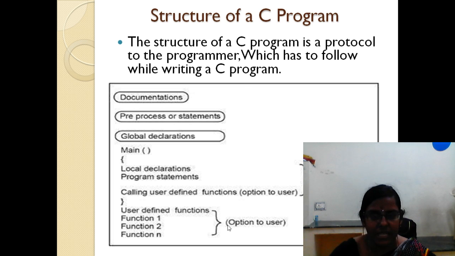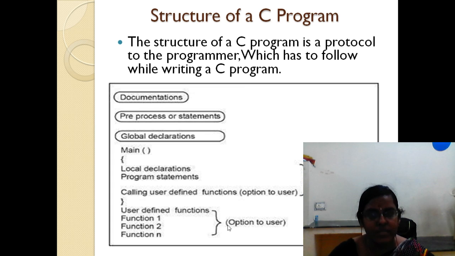Then we will declare the variables. How can we declare a variable? We can declare a variable globally or locally. What does locally mean? Locally means we declare the variable inside the main function, that is inside the curly braces. If the variable declaration is done in the main function only, we can use that variable only there.